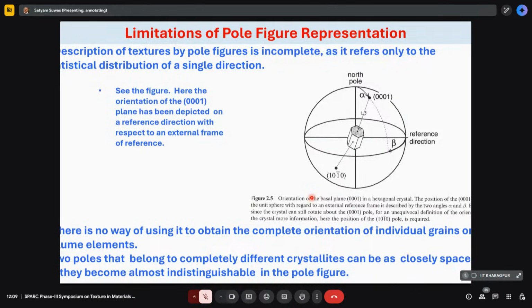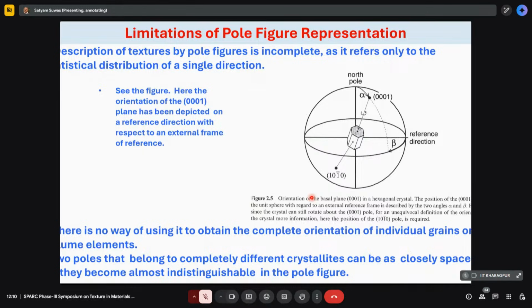Although I have been trying to impress upon you that pole figures represent the crystallographic texture in a very adequate manner, there are some limitations. First of all, the description of textures by pole figures is incomplete. There is one measurement related issue that I am not bringing out at this point, because that will become obvious after you are taught about X-ray based measurement of pole figures, and then defocusing corrections and other things will come into the picture. So that is one reason.